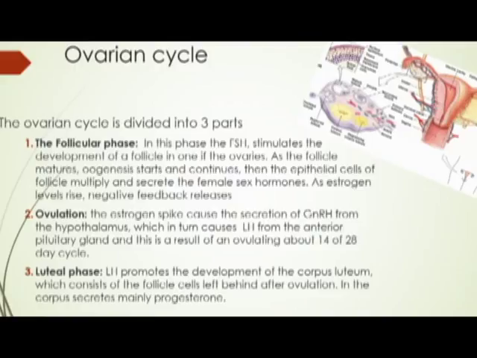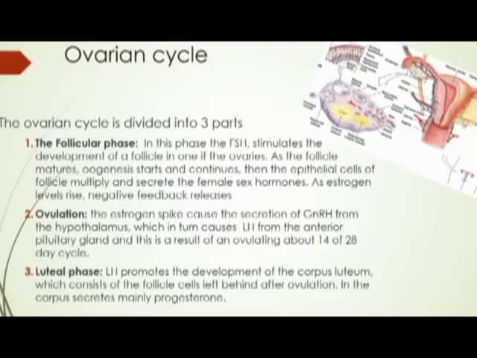The second one is the ovulation. The estrogen spikes cause the secretion of GnRH from the hypothalamus, which in turn causes LH from the anterior pituitary gland, and this is a result of ovulating about a 28-day cycle.